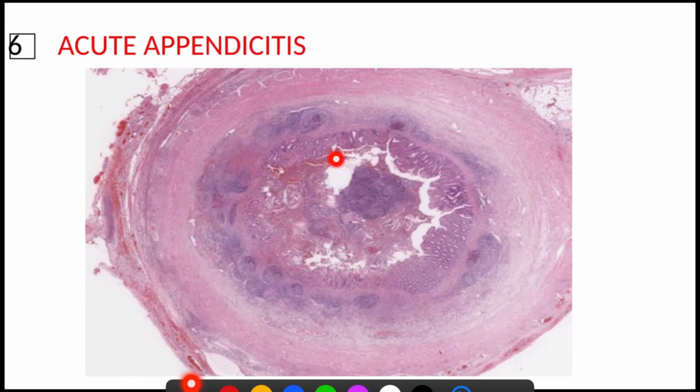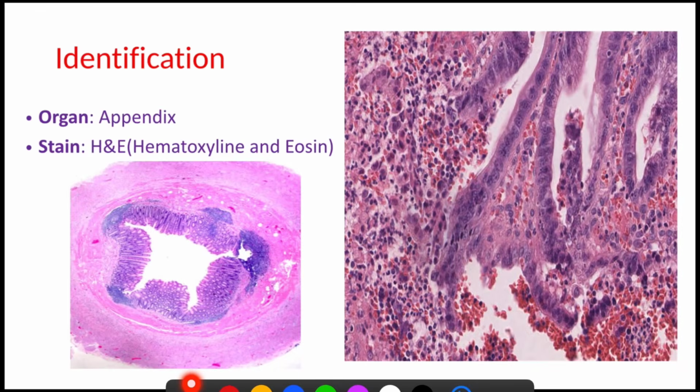Some reddish material, these are the RBCs. So hemorrhage, ulceration as well as lumen. So these are the identification marks for appendix. So organ is appendix, H and E slide. So this is intact mucosa, and these are the lymphoid follicles, muscular layer.